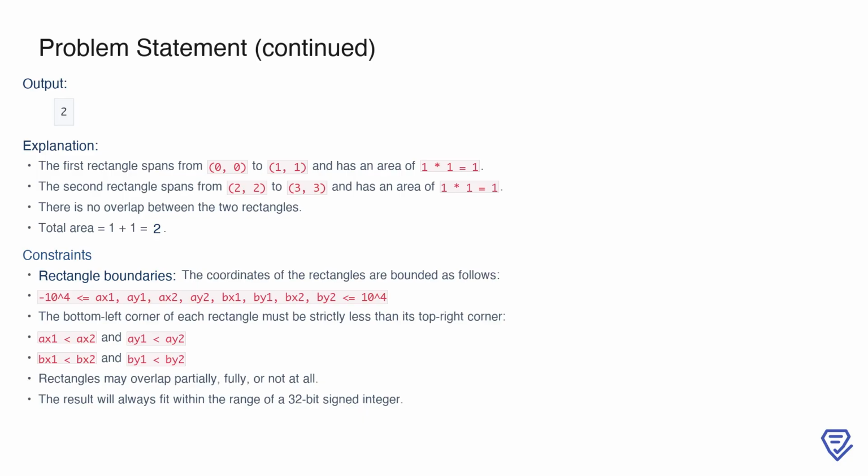The problem also includes constraints to ensure that the input values are valid. For instance, the rectangle boundaries are constrained within -10^4 to 10^4, and the bottom left corner of a rectangle must always be strictly less than its top right corner. This ensures that the calculations are well defined and the result will always fit within a 32-bit signed integer range.